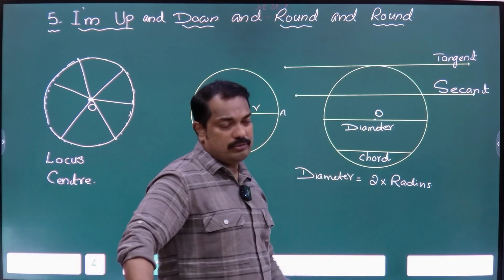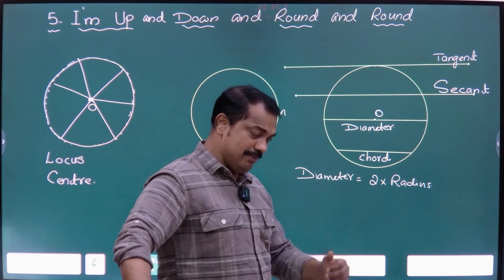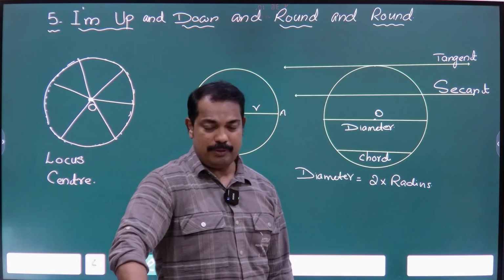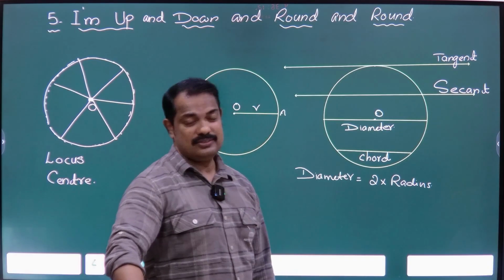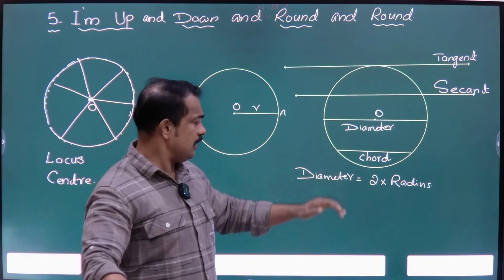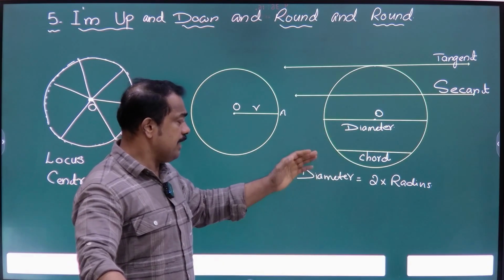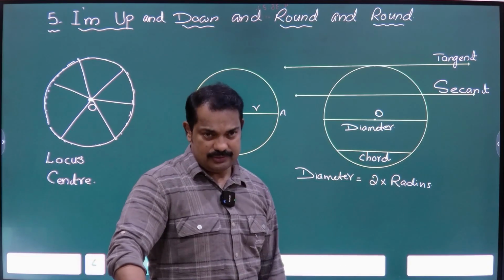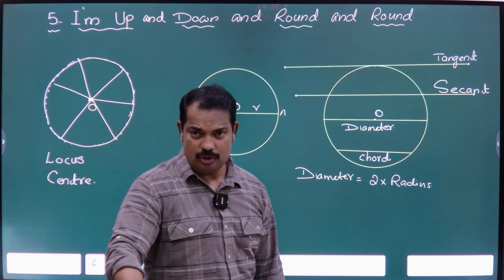And the largest chord of the circle is called diameter. What is diameter? The chord that passing through the center of the circle is called diameter. What is the relation between diameter and radius? Diameter is equal to twice of radius.